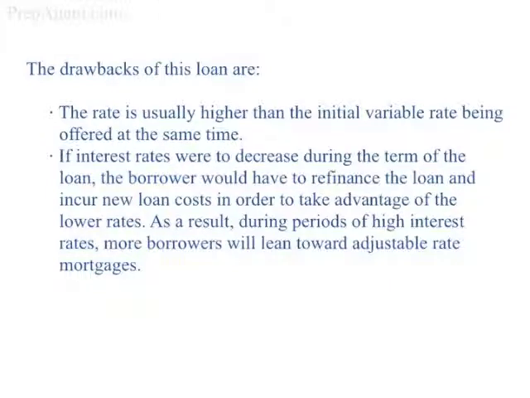The drawbacks of this loan are: the rate is usually higher than the initial variable rate being offered at the same time. If interest rates were to decrease during the term of the loan, the borrower would have to refinance the loan and incur new loan costs in order to take advantage of the lower rates. As a result, during periods of high interest rates, more borrowers will lean toward adjustable rate mortgages.